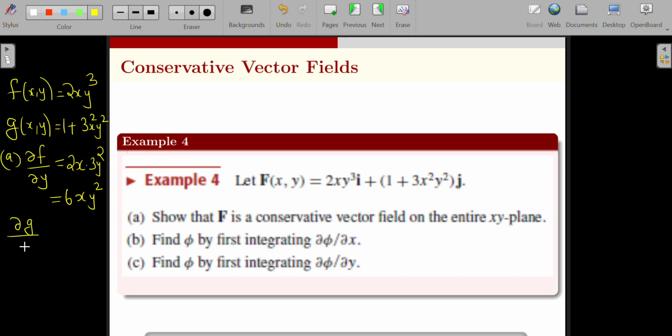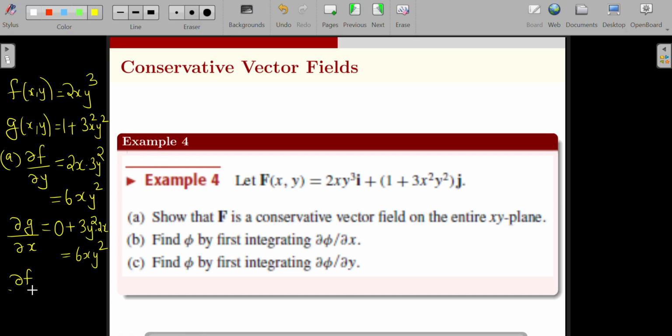Now what is ∂g/∂x? ∂g/∂x is equal to the partial derivative of 1 plus 3x squared y squared with respect to x. The partial derivative of 1 with respect to x is 0, plus the partial derivative of 3x squared y squared with respect to x. 3y squared is a constant with respect to x, and the derivative of x squared is 2x. So again this is equal to 6xy squared.